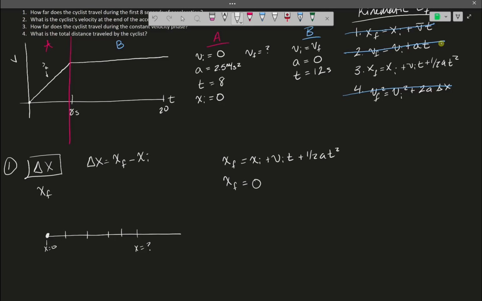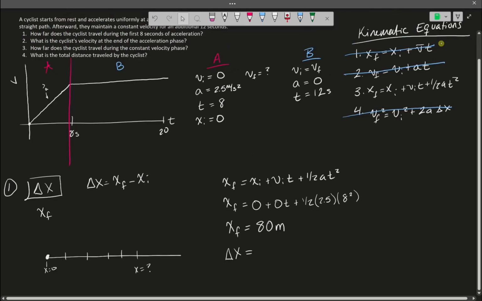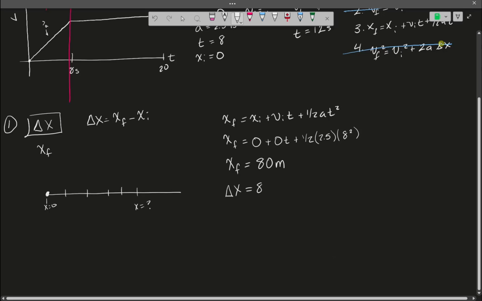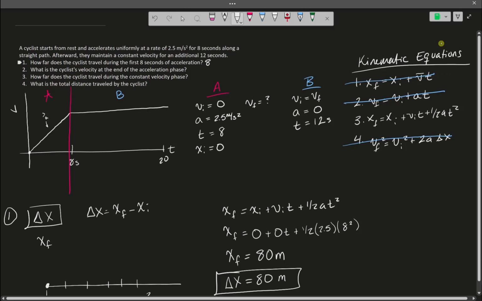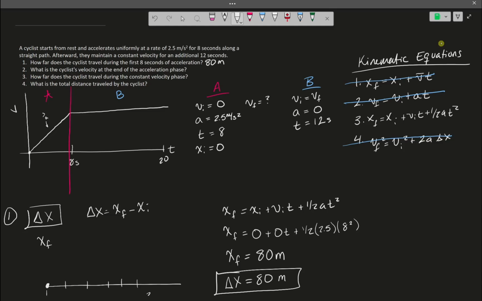So my initial position is 0. My initial velocity is 0 times time. That's not going to matter, that'll cancel out. Plus 1/2 times my acceleration, which was 2.5, times time, which was 8 seconds, squared. And we are going to get that our final position is going to be 80 meters. So during that entire first 8 seconds, the cyclist travels 80 meters. So 80 meters. Then it asks us, what is the cyclist's velocity at the end of this acceleration?